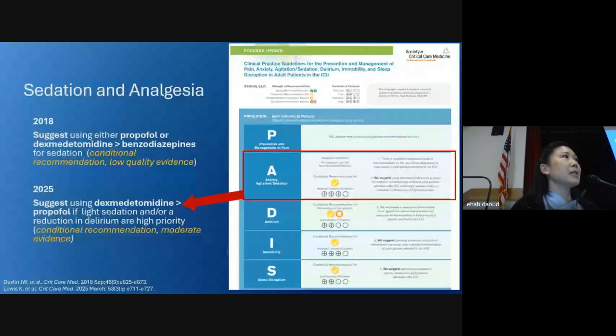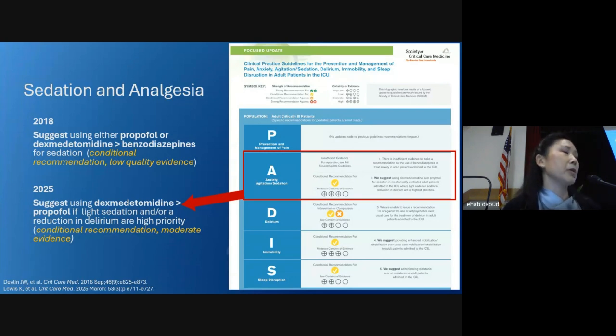We were doing this before, but your pharmacists or pharmacy departments are probably like, this is such an expensive drug, we don't want you to use it, so I want you to use propofol instead. But now it's not as costly, and Precedex or dexmedetomidine, they are recommending to try to use that over the propofol instead. Prior to that, they just suggested you could use propofol or dexmedetomidine as long as you try to avoid the benzodiazepines.